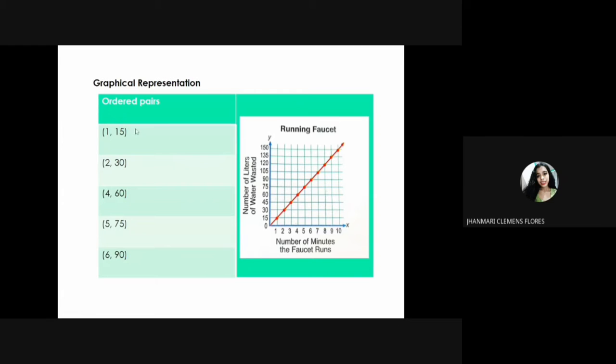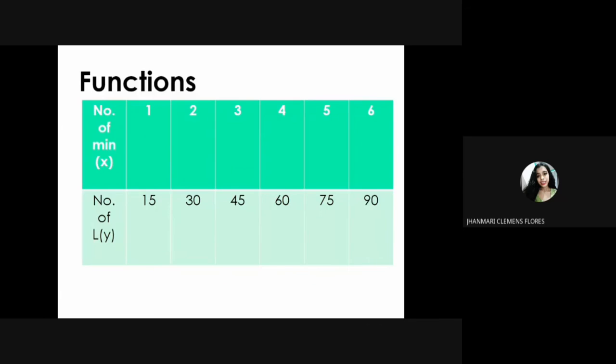So ordered pairs. We can simply make an ordered pair through here. So here is your domain, guys. So 1, 2, 3, 4, 5, 6. So the pair for 1 is obviously 15 because this is its output. Then the pair for 2 is 30 because that's the output for 2. Then 3, it's 45 because that's the output for 3. Then the same goes for 4 to 6.